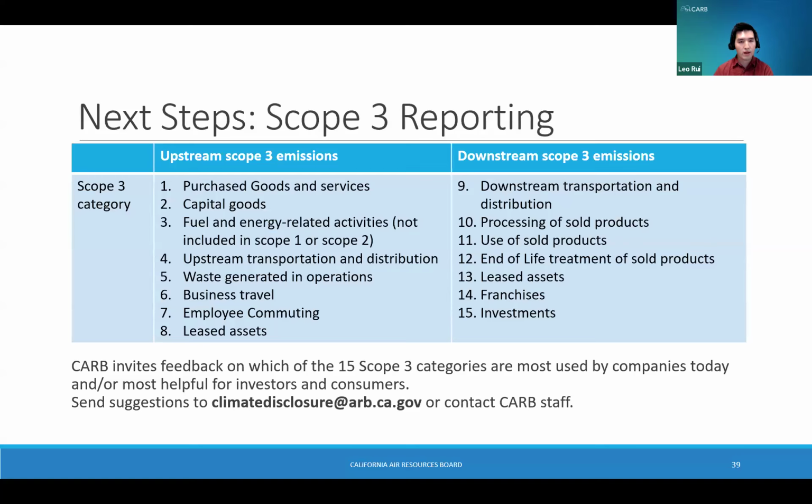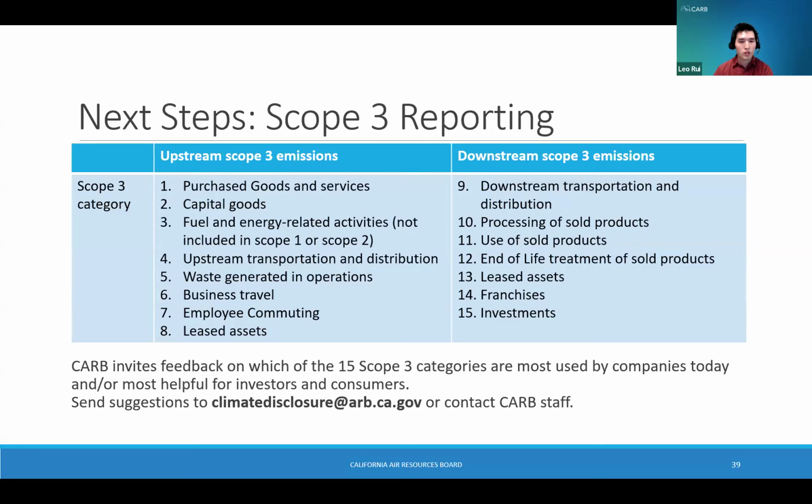Staff invites feedback on which of the 15 Scope 3 categories are most utilized by companies today and/or most helpful for investors and consumers, and which categories should be prioritized for program development. Questions and suggestions can be emailed to climatedisclosure@arb.ca.gov. With that, we have completed the staff presentation.